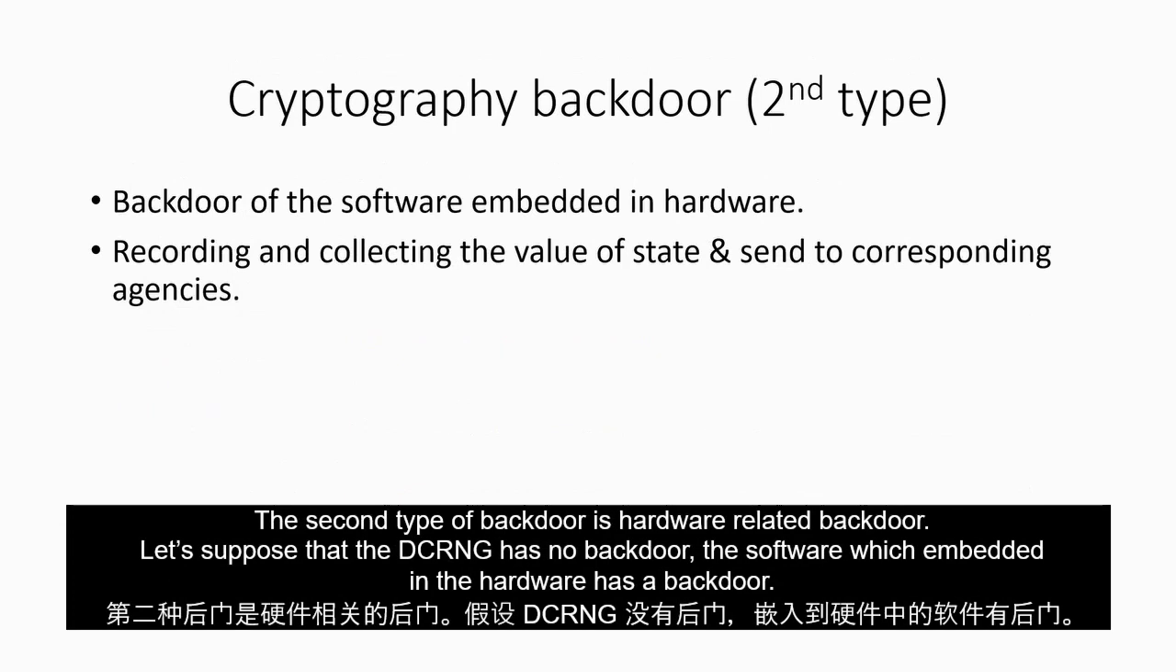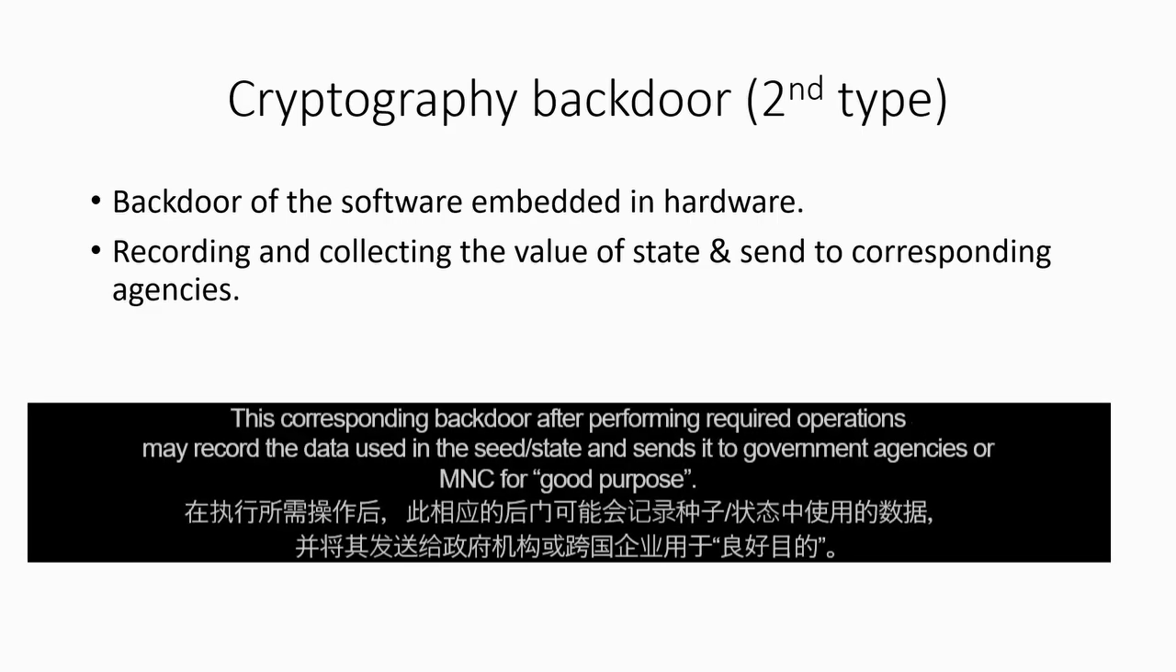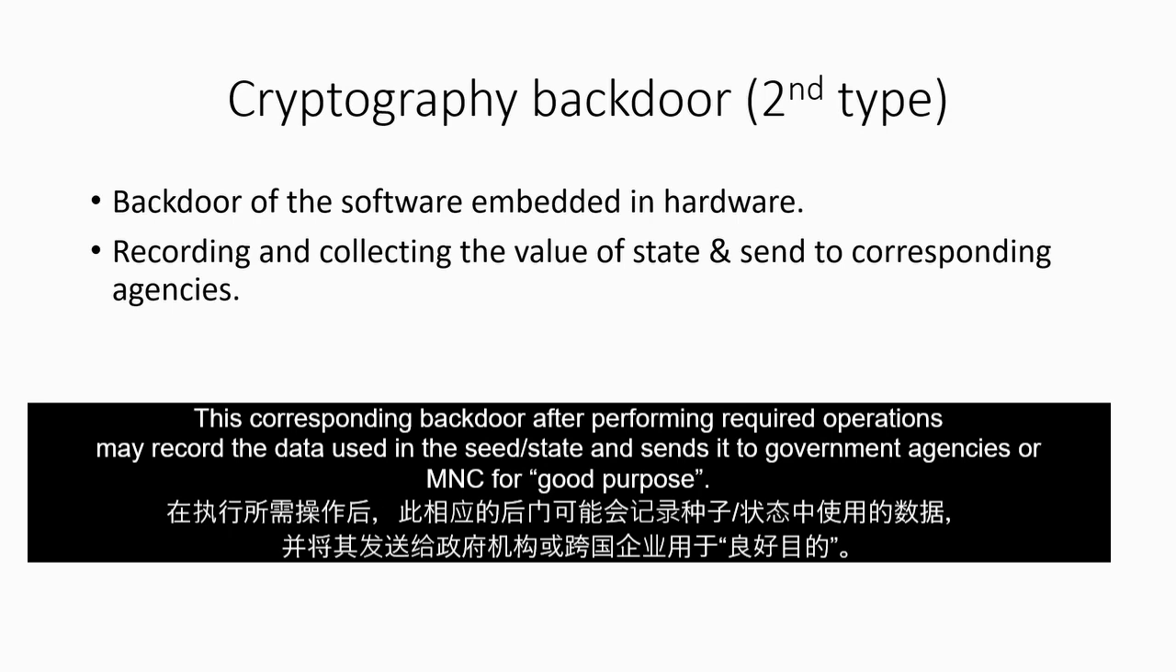The second type of backdoor is a hardware-related backdoor. Let us suppose that the DCRNG has no backdoor. The software embedded in the hardware has a backdoor. This corresponding backdoor, after performing required operations, may record the data used in the seed or state and send it to government agencies or MNCs for good purposes.